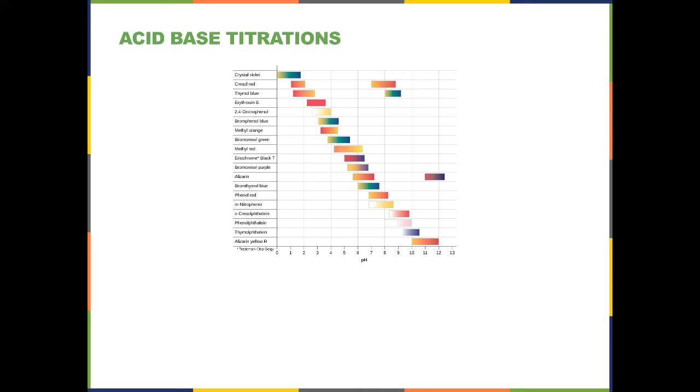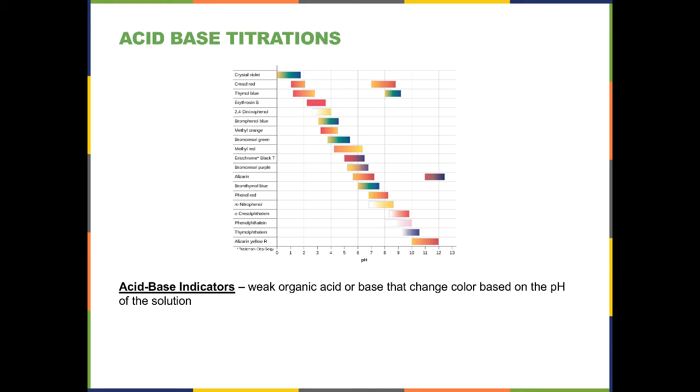And here are some various indicators. Indicators are either weak organic acids or weak organic bases that change color depending on the pH. This chart just shows several indicators that are used. We used to use phenolphthalein, which is third from the bottom. You can see that its changeover point is actually fairly high at 9.